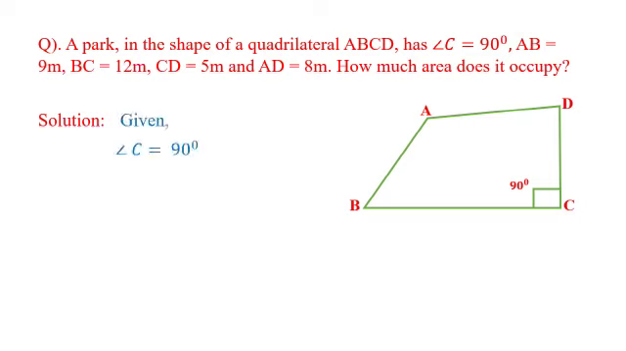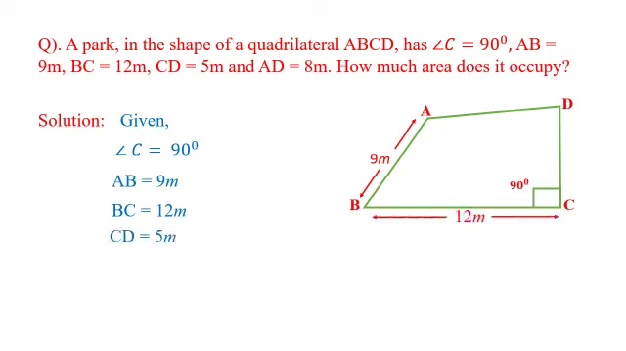First, angle C is equal to 90 degrees. Then AB is equal to 9 meters. Then BC is equal to 12 meters. And CD equals 5 meters. And AD equals 8 meters. So now we have this quadrilateral. We need to find the area of this given quadrilateral ABCD, where one of the angles and the lengths of the four sides are given.